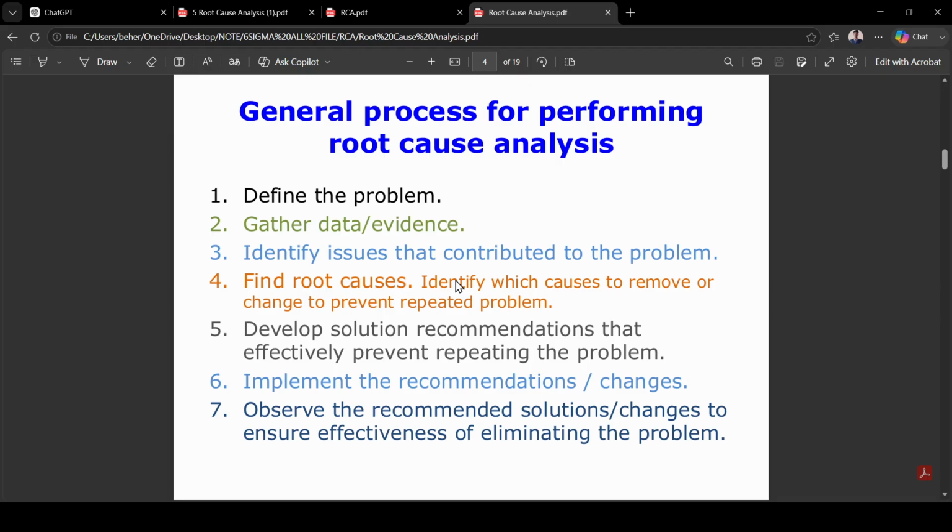General process for performing root cause analysis: define the problem, gather data or evidence, identify issues that contribute to the problem, find the root causes, identify which to remove or change to prevent repeated problems, develop solution recommendations that effectively prevent repeating the problem, implement the recommendations or changes, and observe the recommended solution or changes to ensure effectiveness in eliminating the problem.